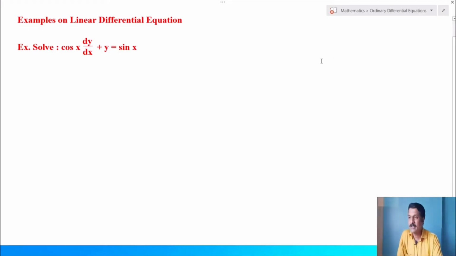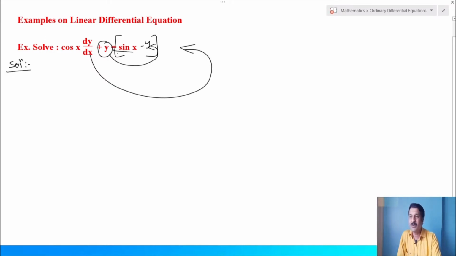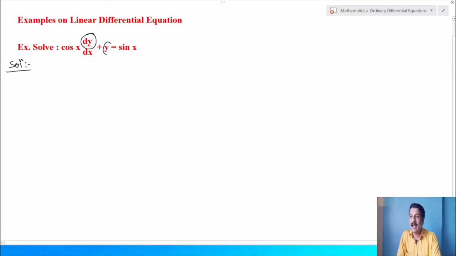Now consider examples on linear differential equation. The example is: solve cos x dy by dx plus y equal to sin x. So definitely I will check here whether it is a variable separable form or not. If you observe, if we consider this y, it will be minus y, and when we consider this dx, function of x plus or minus function of y, then definitely it is not a variable separable form. Now whether it is linear? Yes, because I am getting here one dy and one y, and there is no other function of y, and y into dy is not there, and therefore it is linear in y.